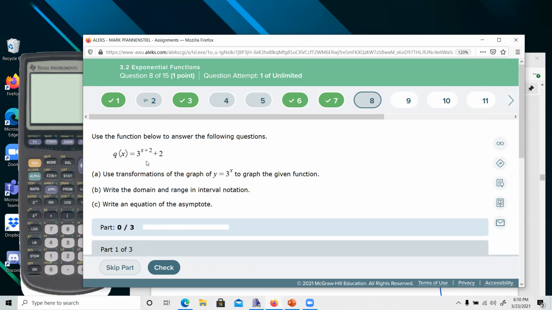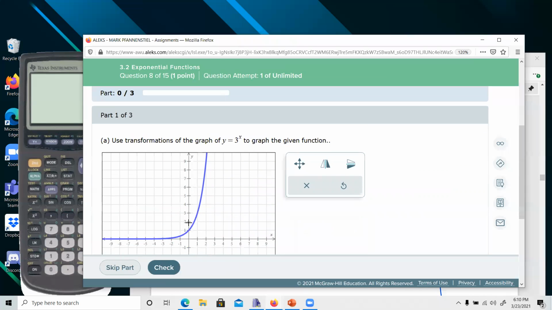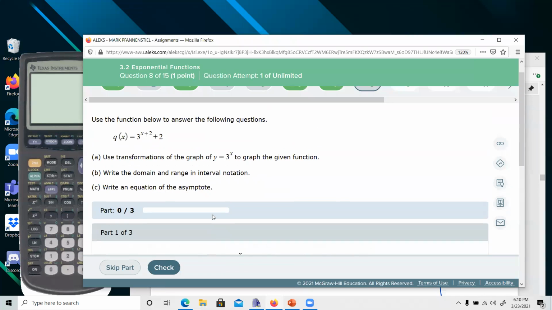We have both a horizontal shift and a vertical shift on this one. We have a shift up by 2. We have a shift to the left, again, by 2. Okay. So here we have, and I remember there was a way you're supposed to do this. They suggested it, but I don't remember.